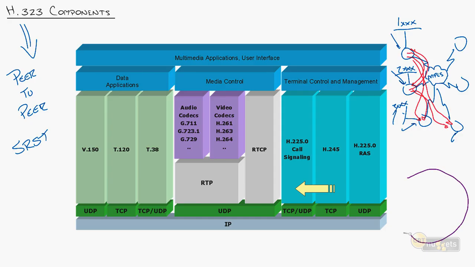Thus, enter the scene, theme music included, the gatekeeper. What the gatekeeper does is registration, admission, and status. So all of these guys report to the gatekeeper. And I'm drawing what look like WAN links. They may or may not be directly connected to the gatekeeper at all. Likely they're not. But essentially this becomes your central dial plan: 1xxx, 2xxx, 3xxx, and all that kind of thing.